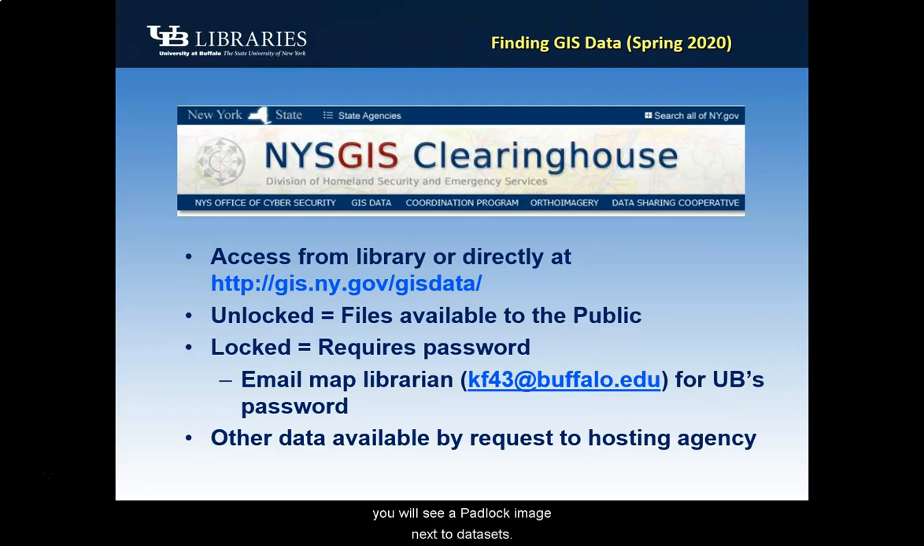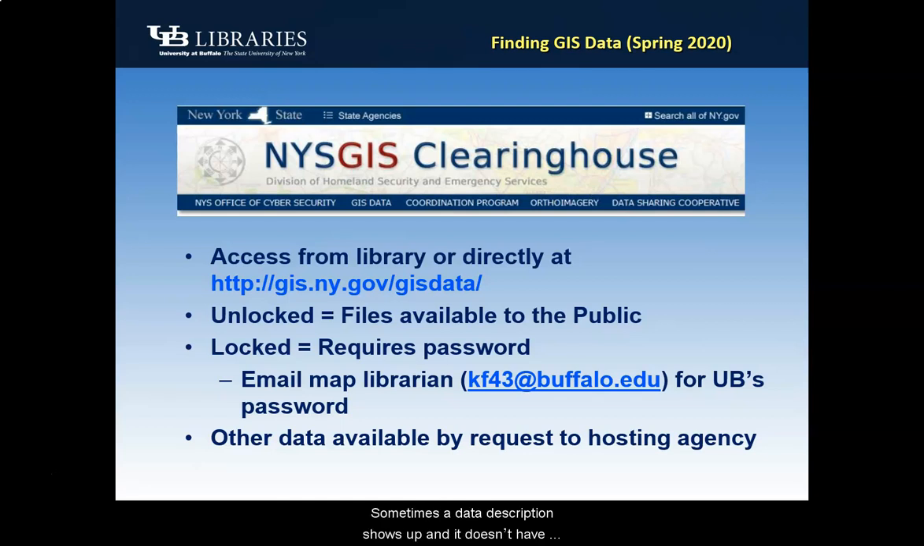As you are looking through data, you will see a padlock image next to datasets. If the padlock is unlocked, this is great news. You can browse, download, and use the data freely. However, if it is locked, you will need a password to access the data. However, we do have a password for UB I share with students and faculty. If you ever need the password, email me and I will share it with you. It is changed roughly every 90 days, so if the password you have isn't working, we probably have a new one.